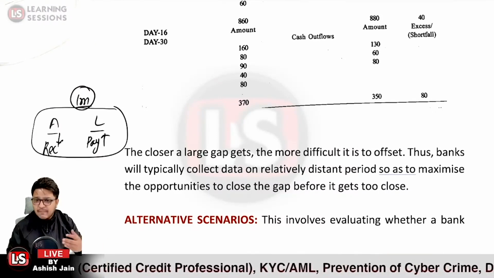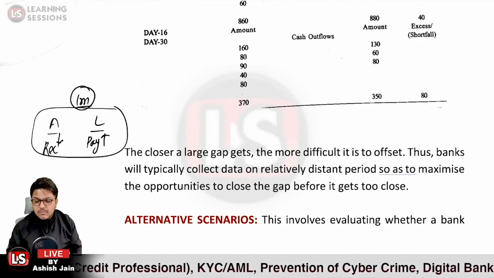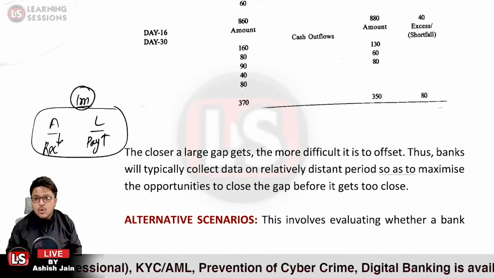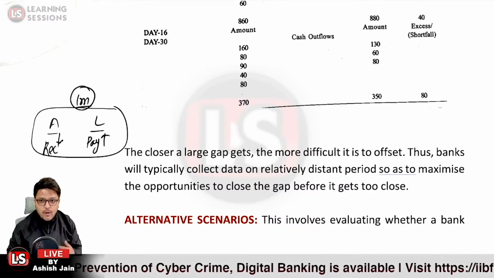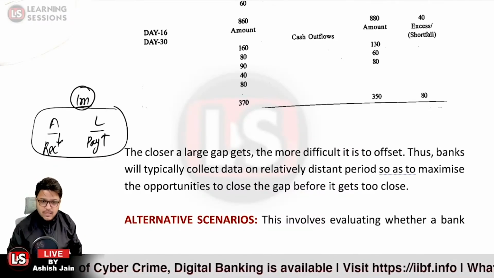So the closer the gap gets, the more difficult it is. What does it mean? It basically indicates that over longer time horizons, you will have more flexibility, with options so that you can fill the gap over there.